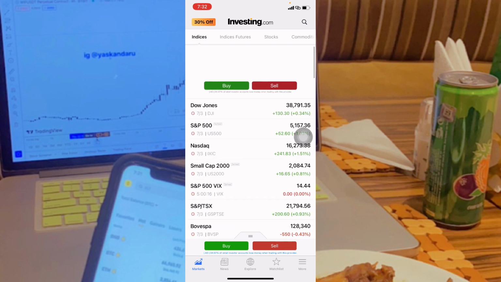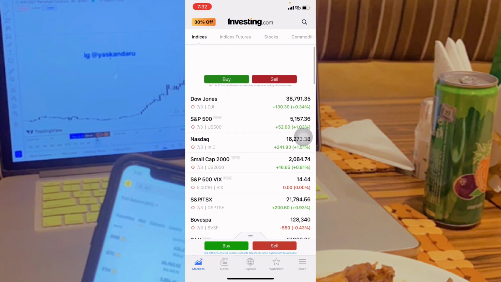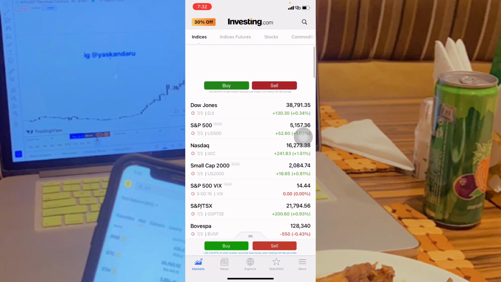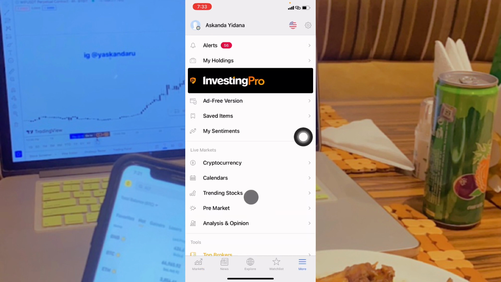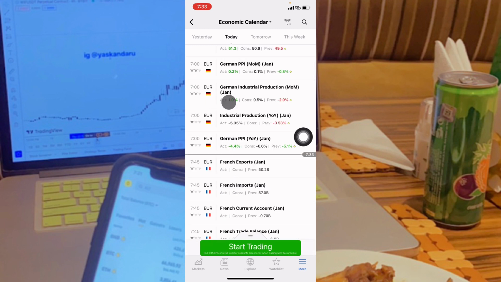Now when you click on open, this is how your dashboard is going to be. I don't know how Android phone users' dashboard will be. You open investing.com, just click on the more section down below here. Look at where my cursor is. When you click on more section, you click on calendars. So when you click on calendars, now you can see these are news across the world.